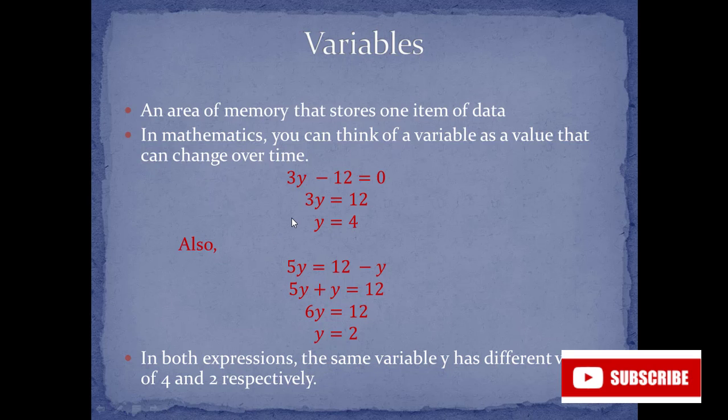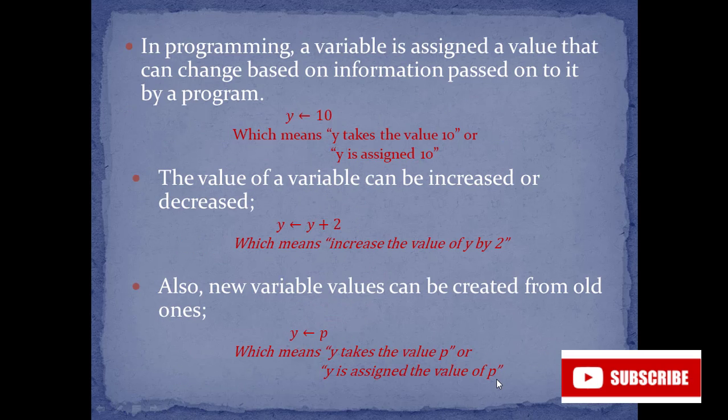So for the first equation, the value of the variable y is 4, and for the second equation, the value of the variable y is 2. You can see that the value changed given different parameters. And then in programming, a variable is assigned a value that can change based on information passed on to it by a program.